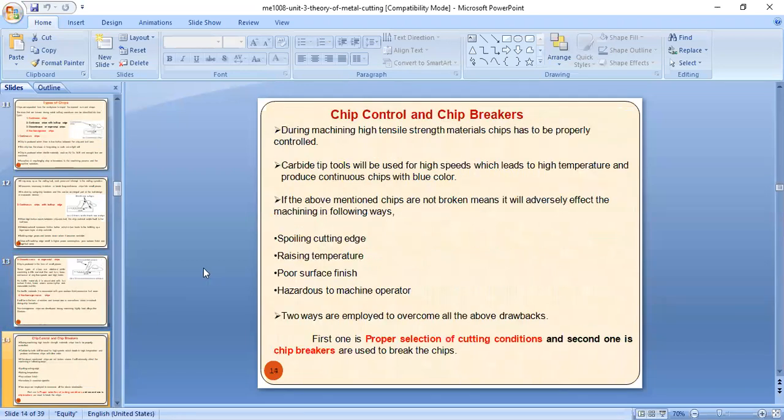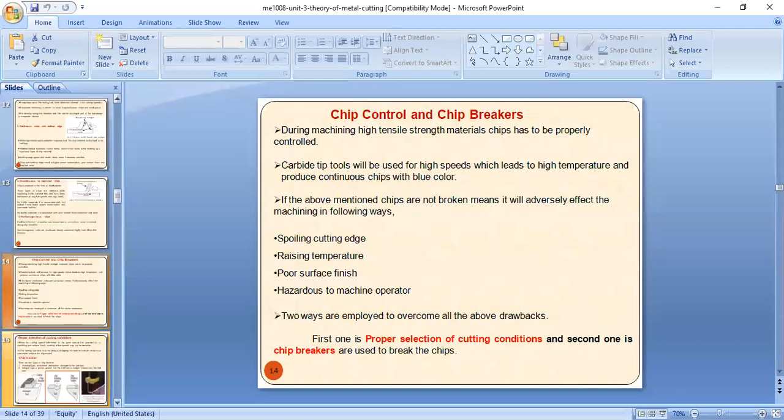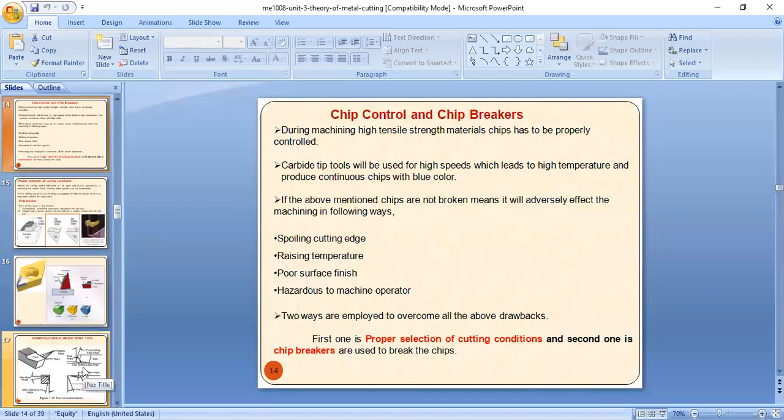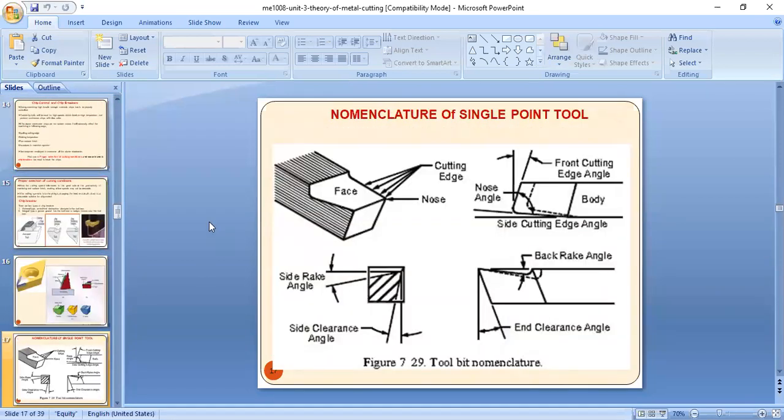Next, how to go for chip control and chip breakers. We'll discuss that later, because now we go for the single point cutting tool. Yesterday I told you that is the next part we will discuss today. So in the single point cutting tool nomenclature, all of you listen carefully, because there is a very fundamental concept which each and every one should know as far as the diagrams are concerned. You have to practice the diagrams, and the first diagram is related to the face, cutting edge and nose.